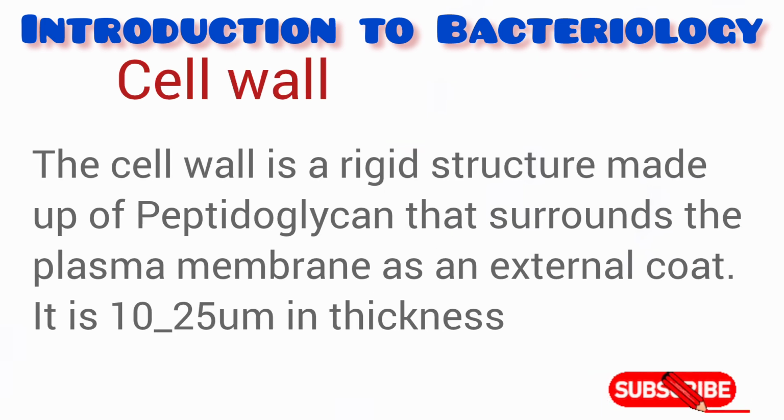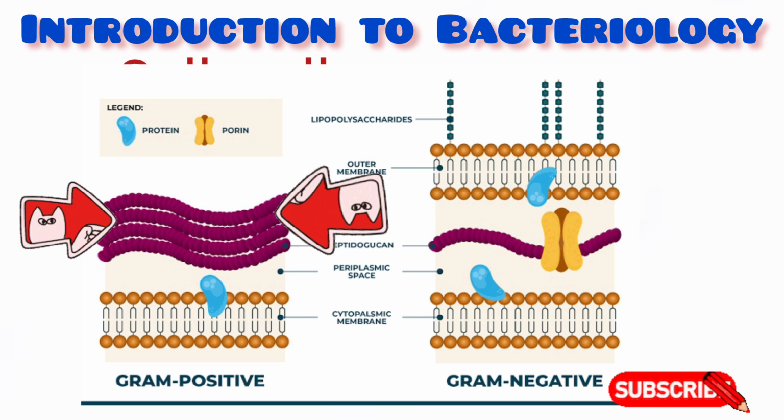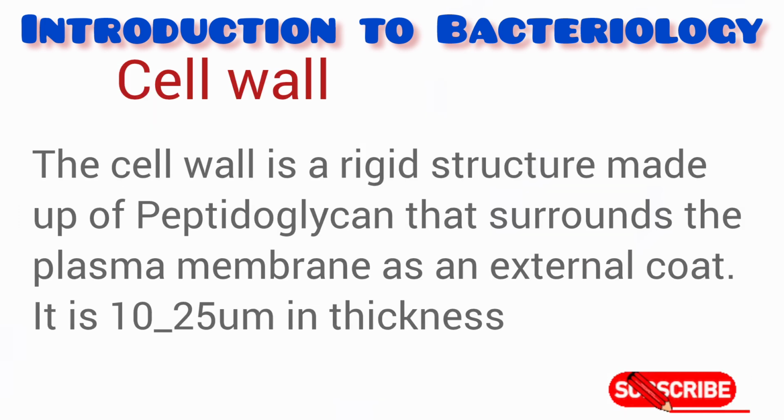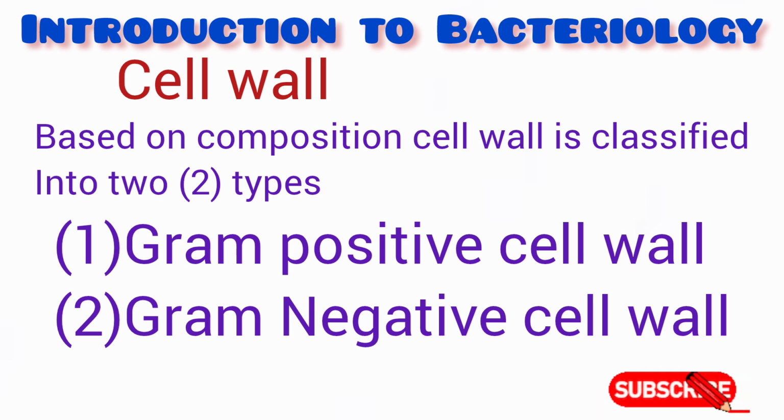The last external structure we are going to discuss is the cell wall. The cell wall is a rigid structure made of peptidoglycan, as you can see from the diagram. It actually surrounds the plasma membrane as an external coat. Based on the cell wall composition, the cell wall itself and bacteria are actually divided into two types. We have the gram-positive cell wall and also the gram-positive bacteria. We have the gram-negative cell wall and also the gram-negative bacteria.